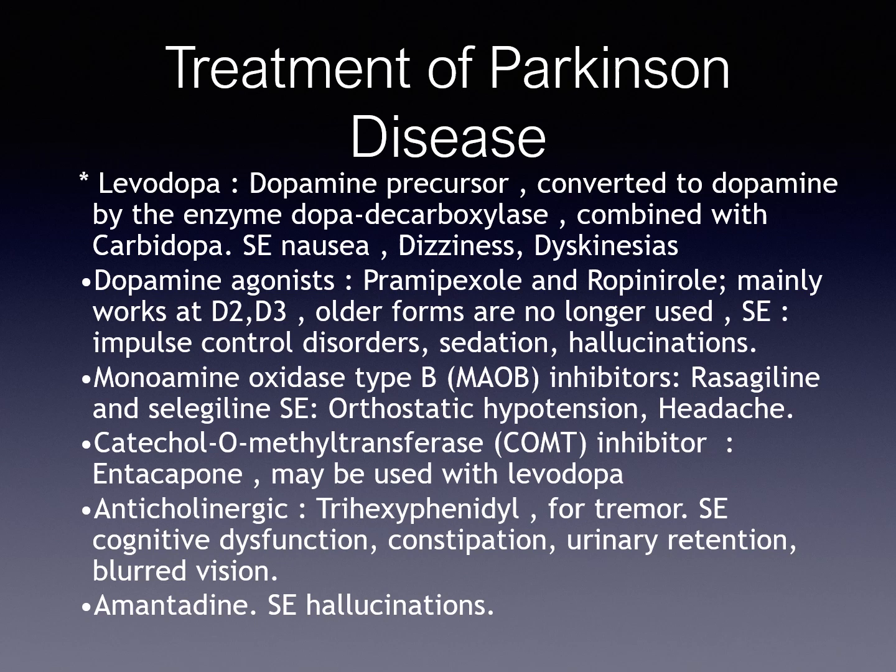Another class of medications is the monoamine oxidase type B inhibitors, like selegiline and rasagiline. These medications have a modest effect, not a robust effect like levodopa, but they are well tolerated and have minimal side effects, including orthostatic hypotension and headache. So in mild cases of Parkinson's disease, it could be a good option to start with.